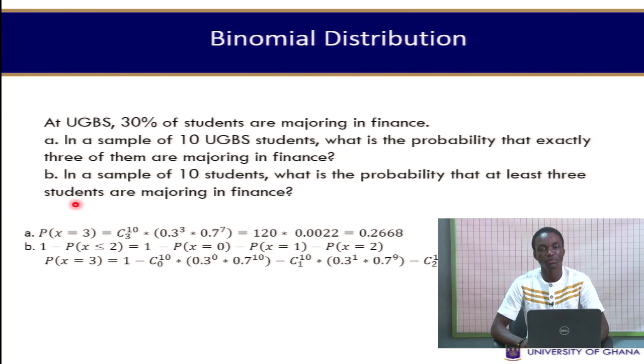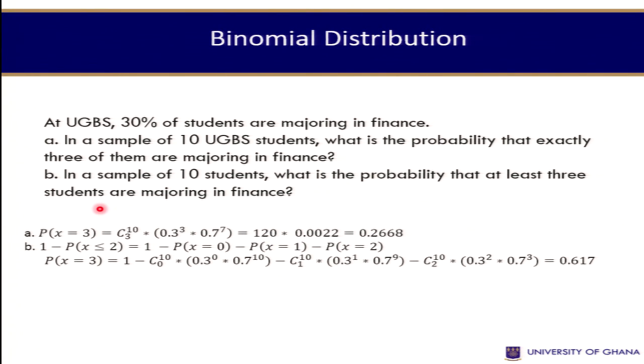Before you attempt to solve any question on probability distributions, always, first of all, identify your random variable of interest. So for this particular question, we will let x represent the number of students who are majoring in finance. Therefore, if you are looking for the probability that exactly 3 people are majoring in finance, then it means that you are looking for the probability that x is equal to 3.